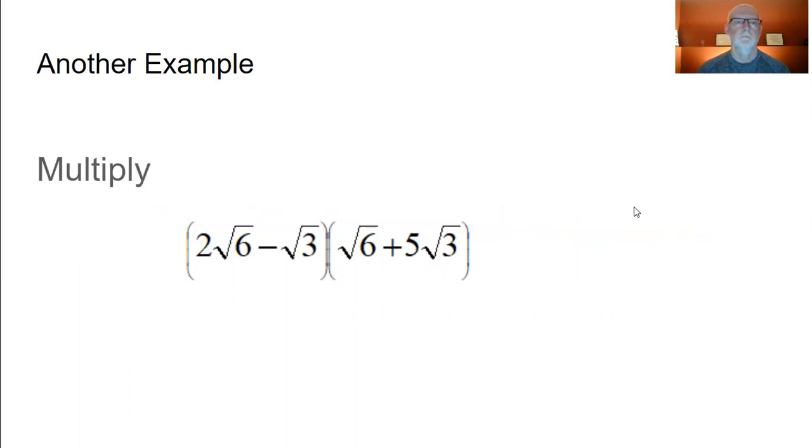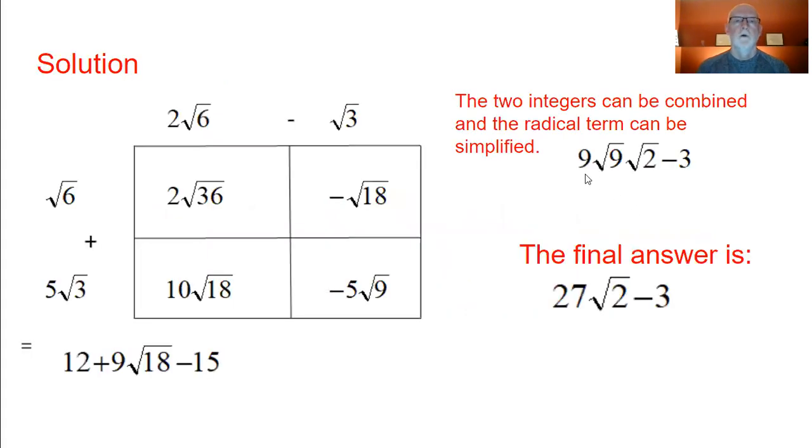Another example, 2 root 6 minus root 3 multiplied by root 6 plus 5 root 3. Set up the box again, break it into 2 parts, a 2 root 6 and a minus root 3 to represent these line segments here. And then a root 6 to here and a positive 5 root 3 to here. So root 6 times 2 root 6 would be 2 root 36, minus root 18, 10 root 18, and negative 5 root 9.